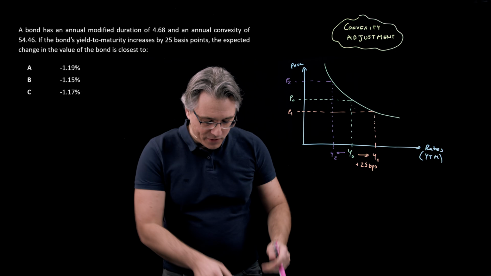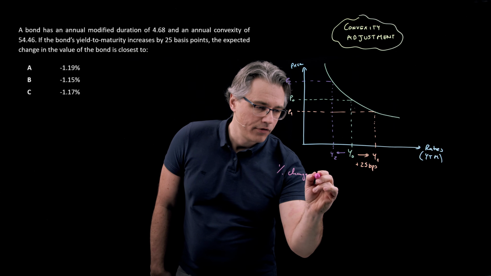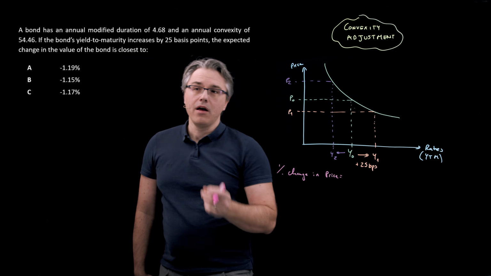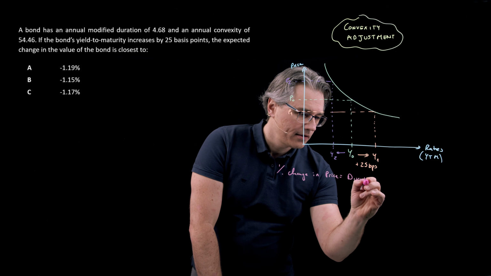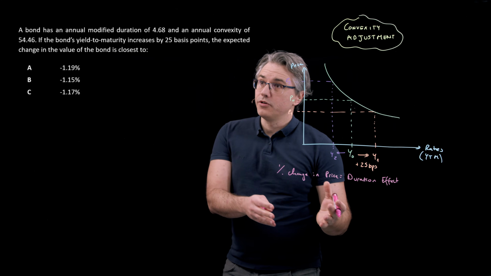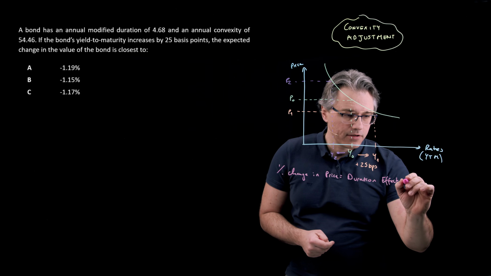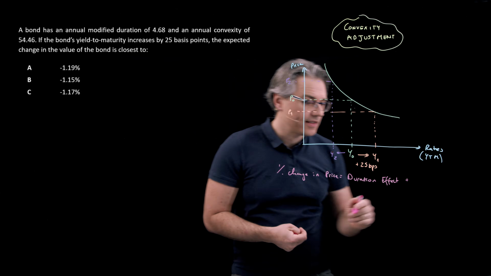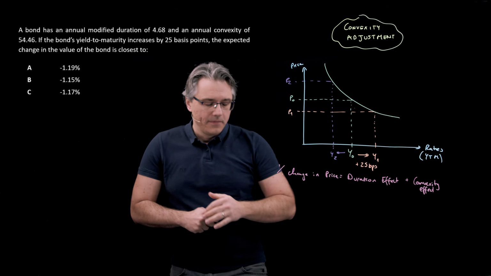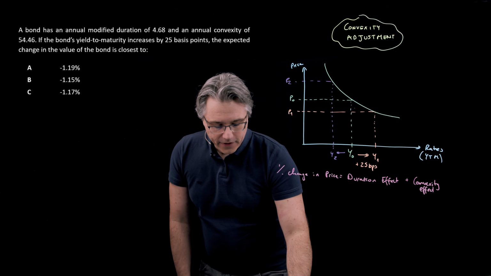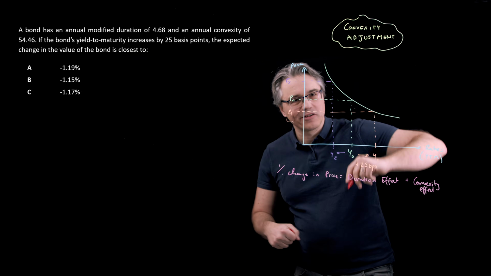Now, how do we, once again, go about computing the percentage change in price, which is what we're asked about? Well, there are two things we need to take into account. One is the so-called duration effect. And in order to compute this, we're going to obviously use the modified duration parameter from up here. And on top of this, we're going to have a second effect called the convexity effect or convexity adjustment. Let's call this the convexity effect. Okay. The duration effect is a first order approximation. That's how people often call it.